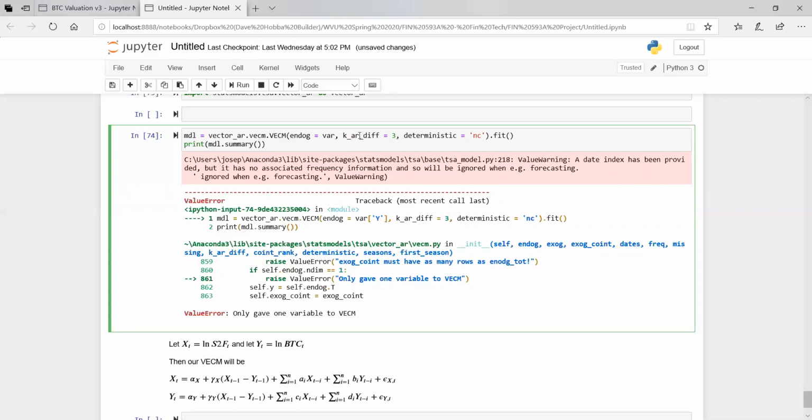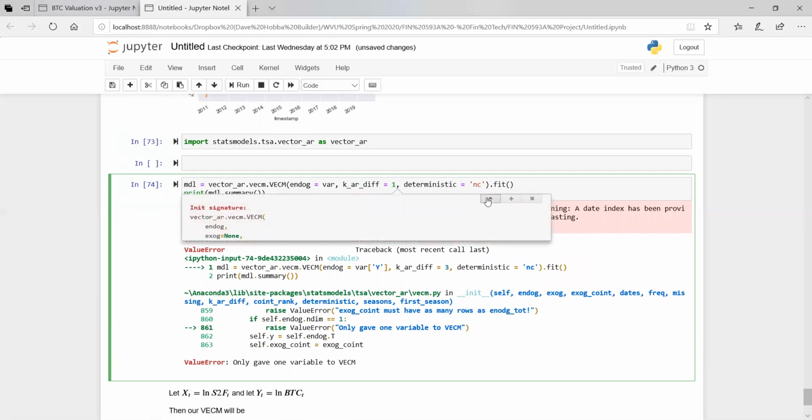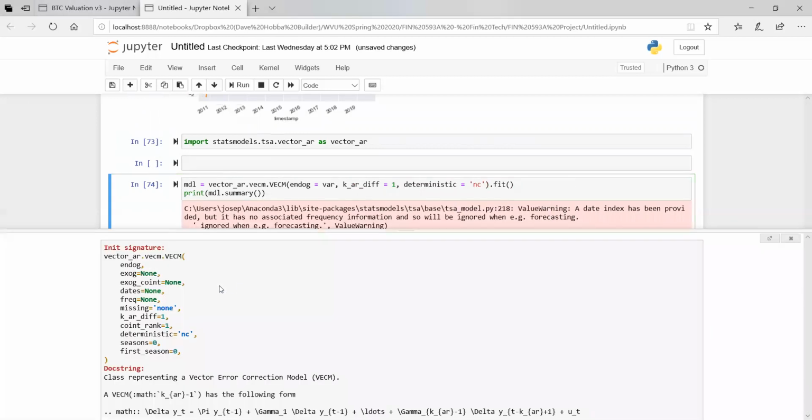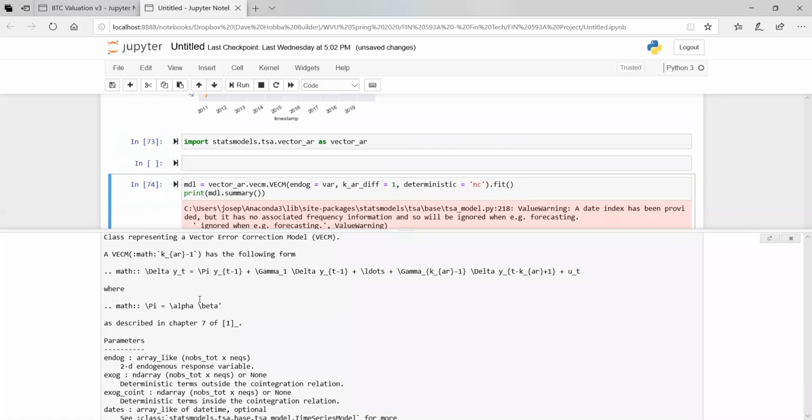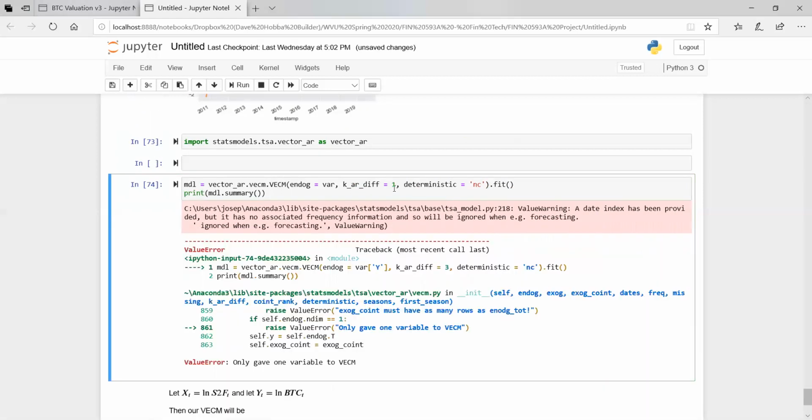Then for k_ar_diff, this is the number of lags. If I press Shift Tab, we can go down here and see k_ar_diff equals 1. This is the default. It's the number of lag differences in the model. The default is 1, so we'll set it to 1.